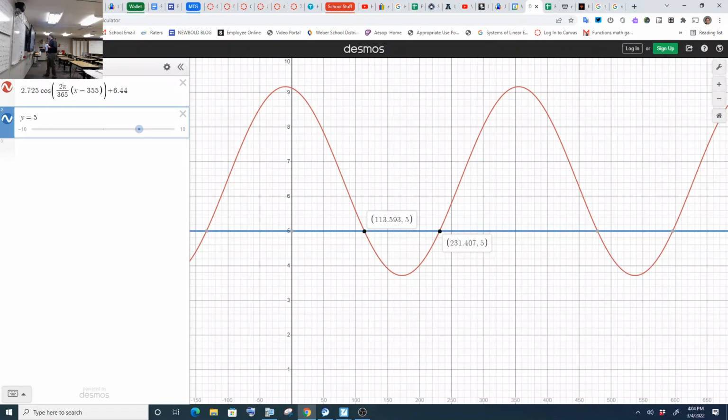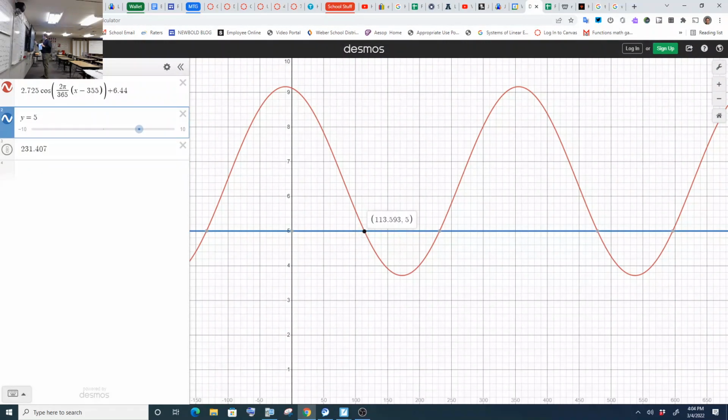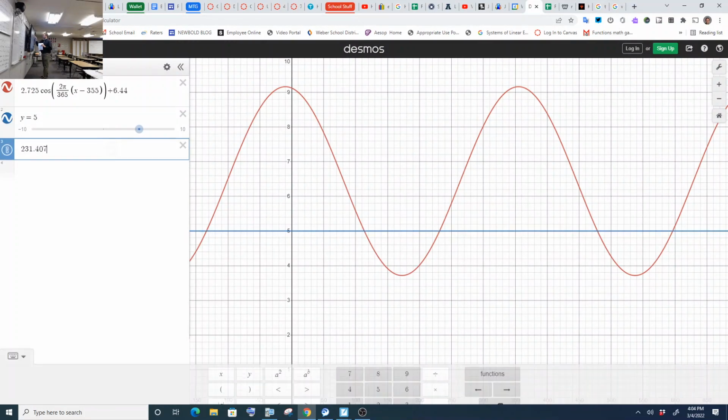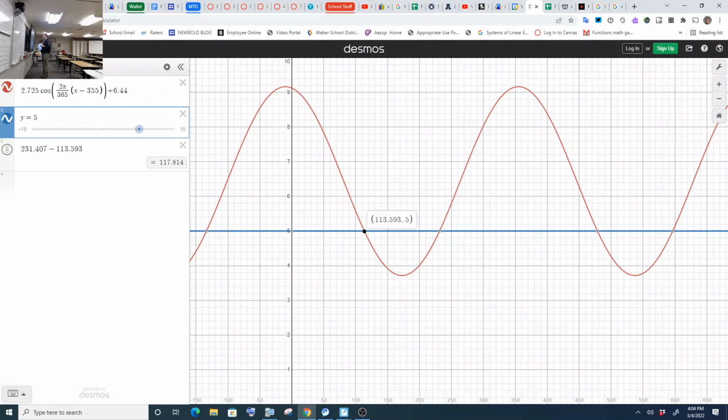Cool. And so to find the duration, we're going to take these two numbers and subtract them from each other: 231.407 minus 113.593. We got it. So 117.814. That's going a bit high because we want below 5 a.m. We're right at 5 a.m., so you'd actually want to go a little bit lower. I would probably round down to 117.7 or even 117 as my answer.